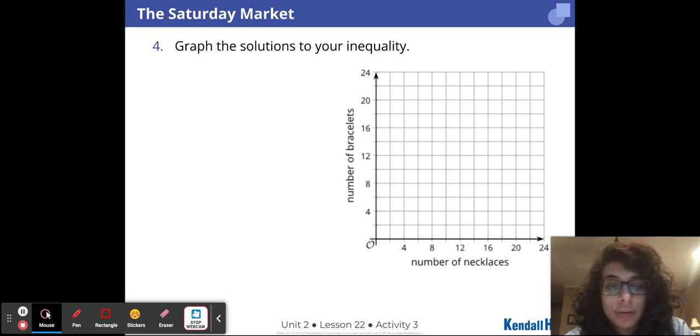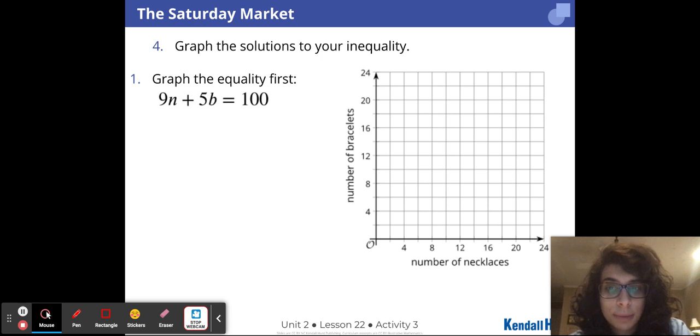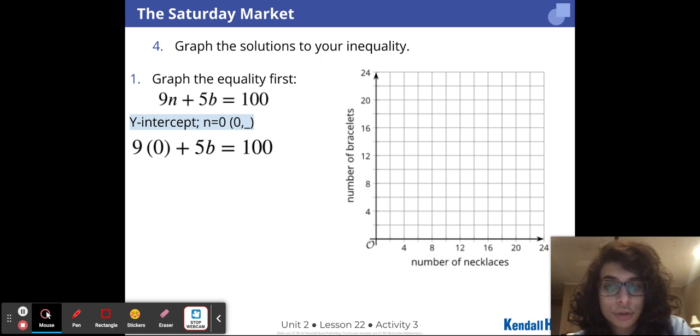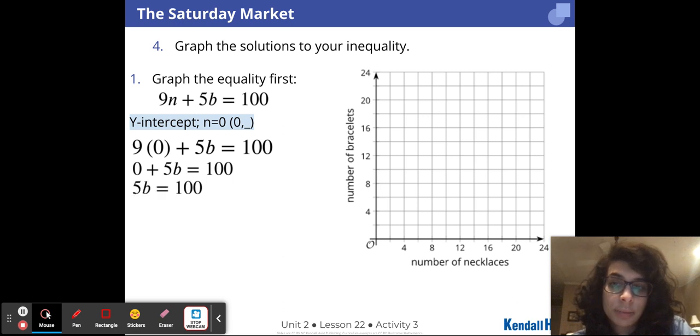So, how to graph an equation first? Graph the equality first. So, 9n plus 5b is equal to 100. You use your x and y intercepts. This is lesson 10 and 11 again, like I reminded you all. When n is equal to 0, 9 times 0 plus 5b is equal to 100. You are going to solve for b, right? 9 times 0 is equal to 0. 5b is equal to 100 then. b is equal to 20. So that is your first point that is on your graph. When n is equal to 0, b is equal to 20.